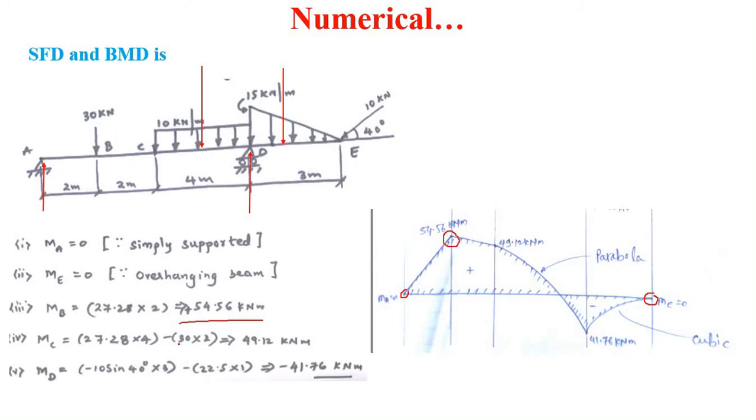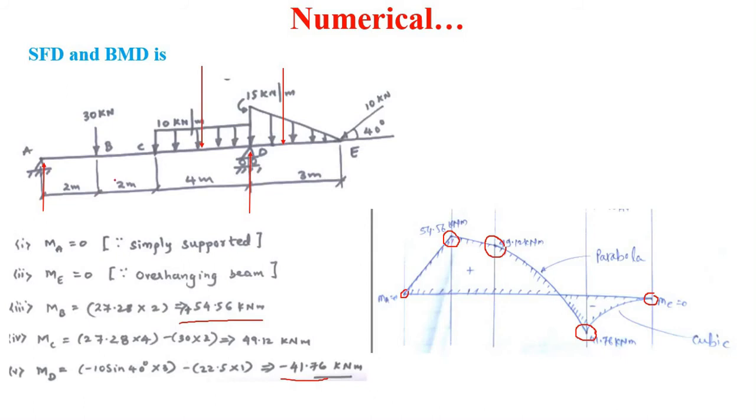Then moment at C is equal to 49.12 kilonewton meter. Locate this moment at C, MC. This will be at 49.12 kilonewton meter. And moment at D is equal to minus 41.76 kilonewton meter. So locate this point, minus 41.76 kilonewton meter. It is just below the horizontal line.